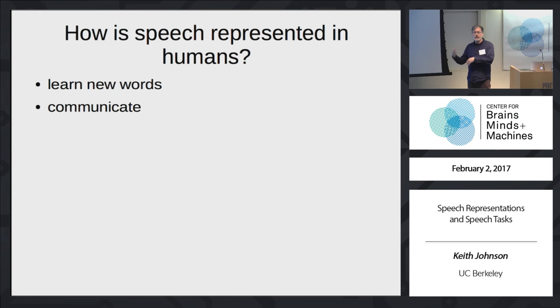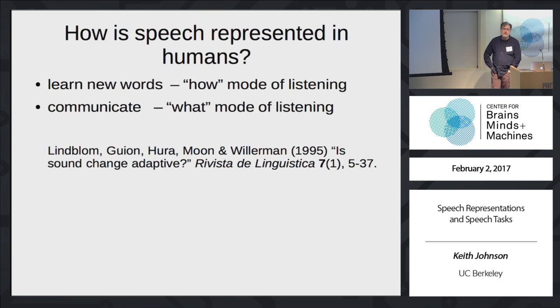So learning new words and communicating are two different tasks. Lindblom and his colleagues in 1995 identified two modes of listening. As a listener, if you're trying to learn a new word or figure out what a person said and it's kind of unclear, you might go into what they called a how mode of listening. How did you say that sound? How did you say that word? You're trying to dissect the procedures involved in actually producing the word.